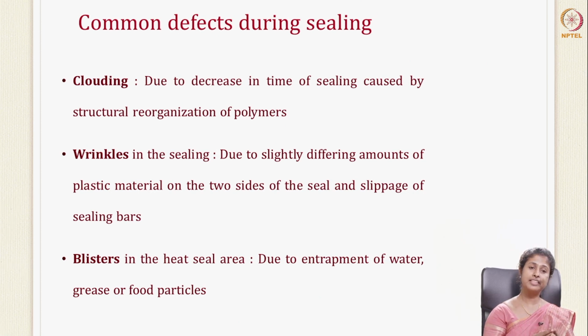The third type of defect is a blister, especially in the hot seal area. You might have an entrapment of water or grease or food particles. Again, the seal will not be proper and you will have a passage of gas, which is not desirable in a gas packaging material.